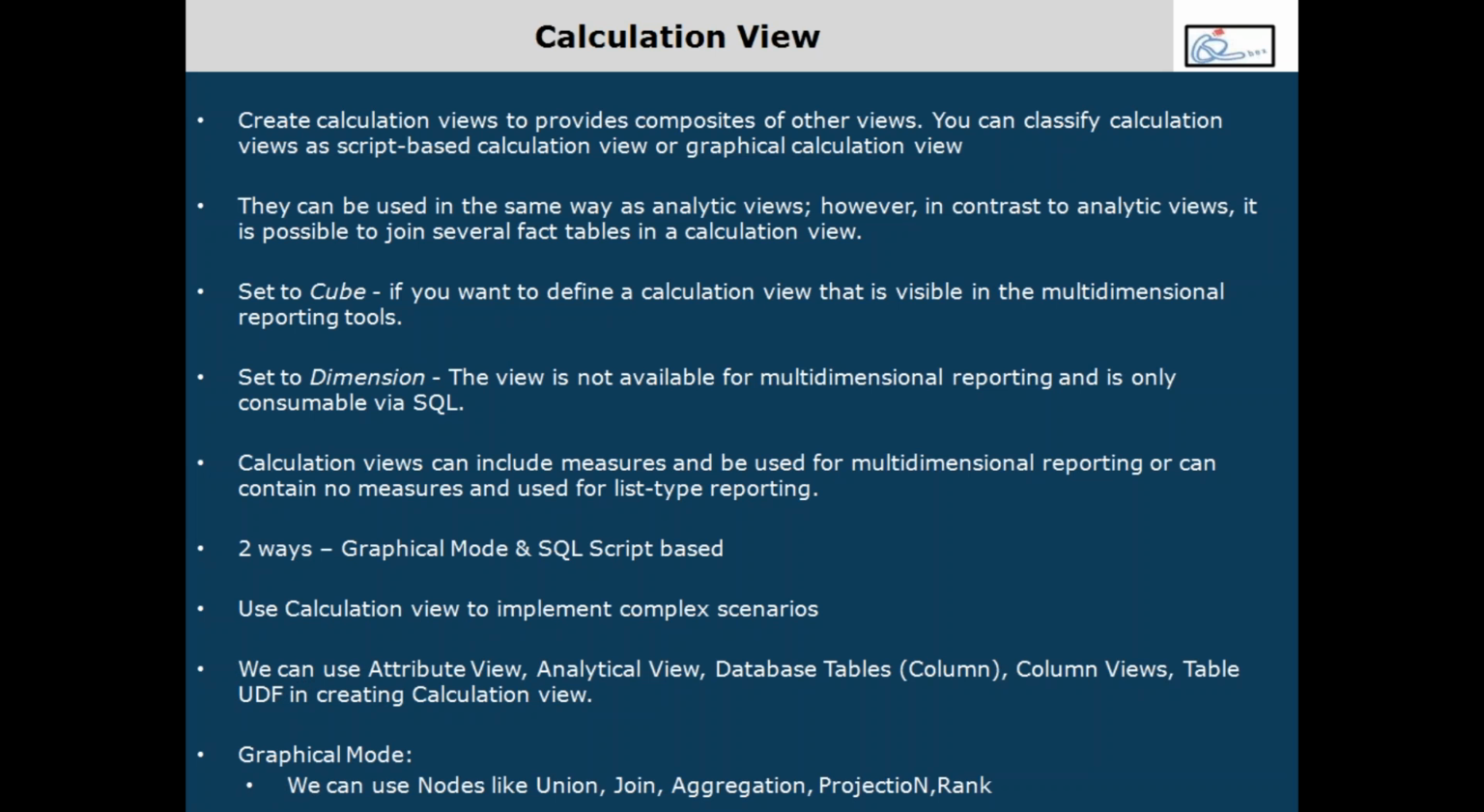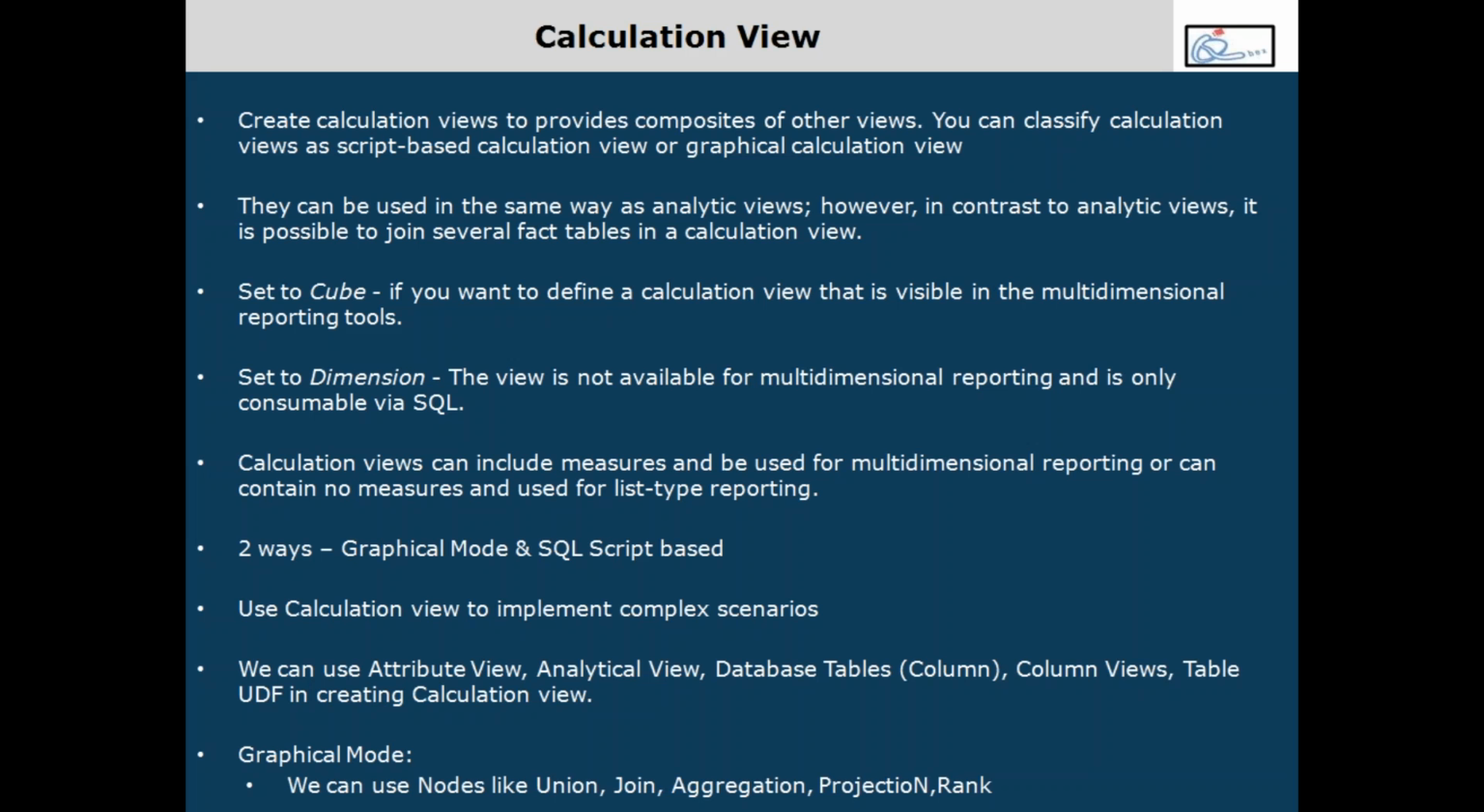While creating attribute views, what objects can we use to build attribute views? What are the data source objects we can use to create attribute views? Not tables. Column store tables only, because we cannot use row store tables. We can only use column store tables when creating attribute views.